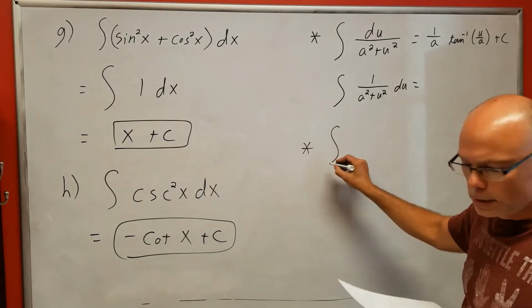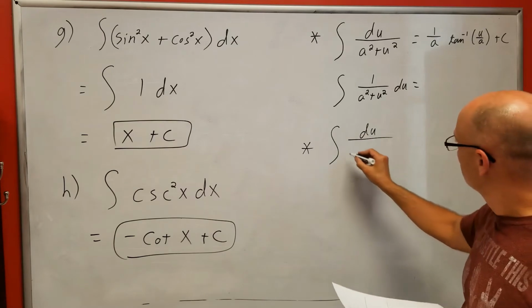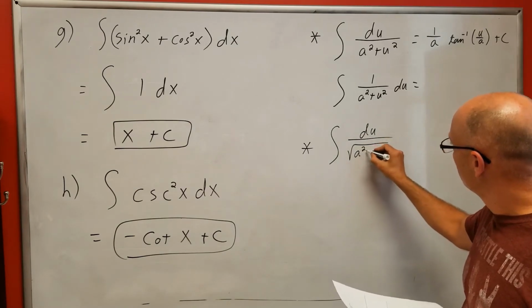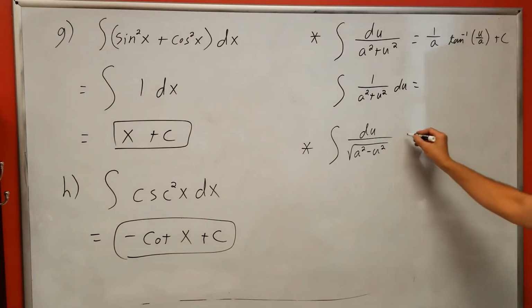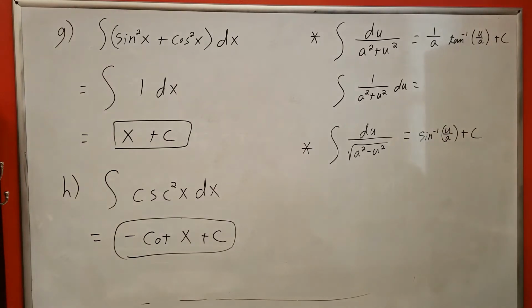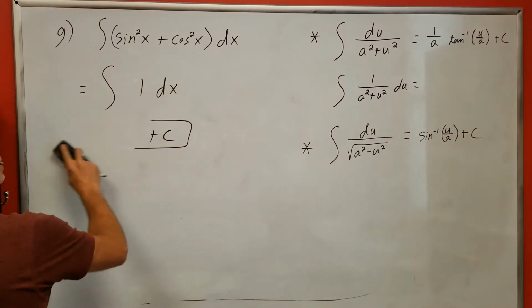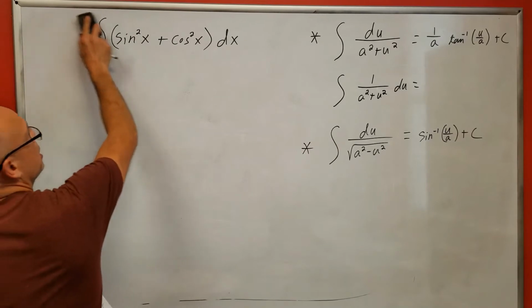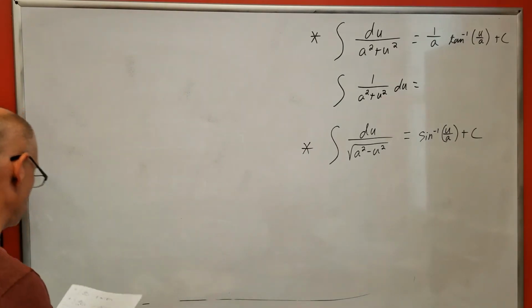Okay, then I have this one. I have this formula that says, suppose I have du over square root of a squared minus u squared. Well, we used a version of this a little while ago. That's the inverse sine of u over a plus that arbitrary constant c. Memorize those two. They're going to pop up in your homework. You're going to see them on exams. You're going to see them whenever you go on to Calc 2 or you go on to physics or whatever.